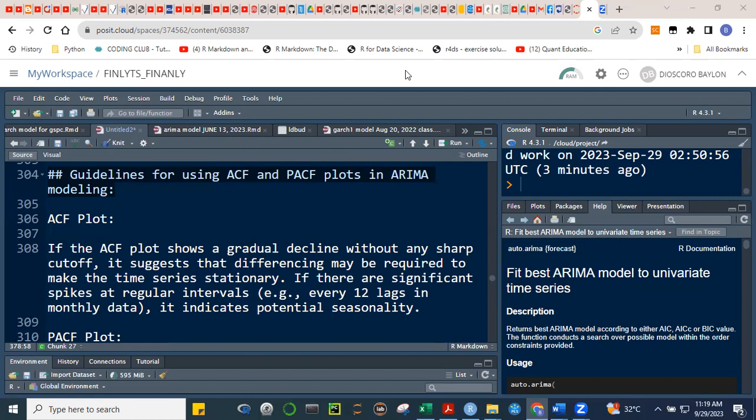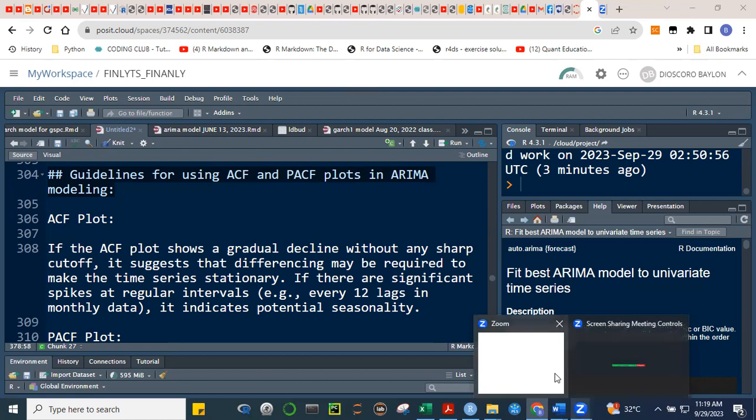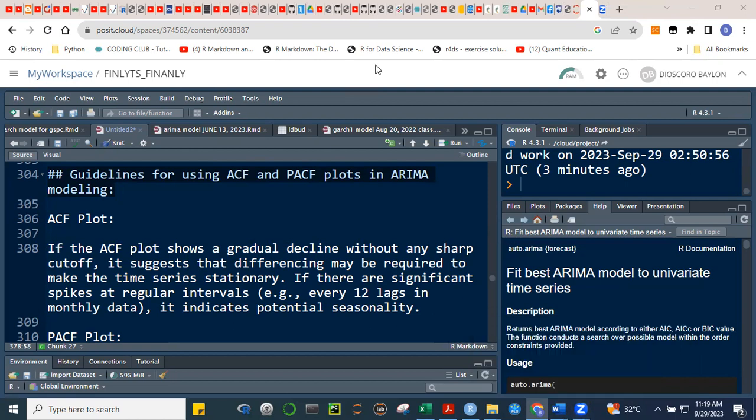Sir? Yes. I can try. If it's an AR process, the ACF plot would be, wait, what's it called again? The tail off. Yes. And the PACF, it would be a cutoff. Okay, thank you, Rhea.